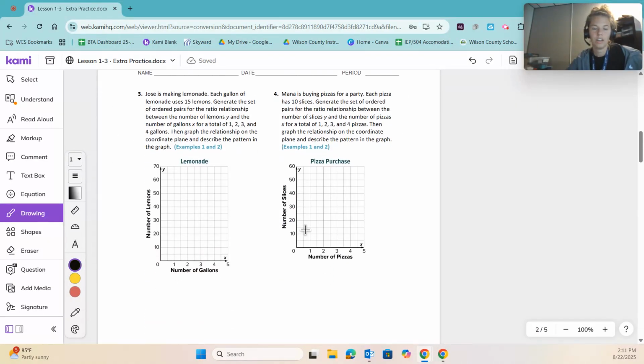Here are 2 more that you could try on your own.